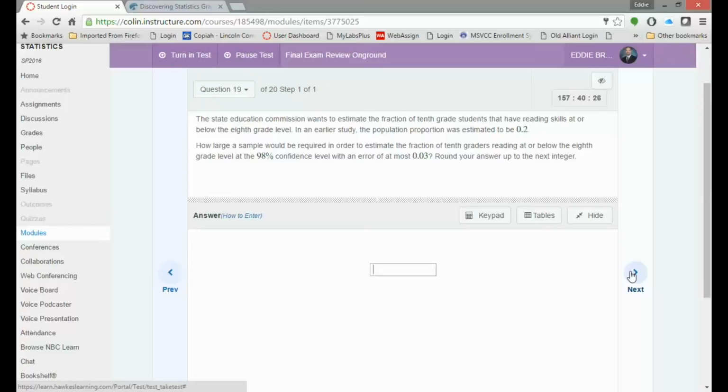The Education Commission wants to estimate the fraction of district students with reading skills at or below 8th grade level. In earlier studies, the population proportion was estimated to be 0.2, so that's P. From a population, how large a sample would be required in order to estimate the fraction of 10th graders being at or below the 8th grade level at the 98% confidence level with an error of at most 0.03?